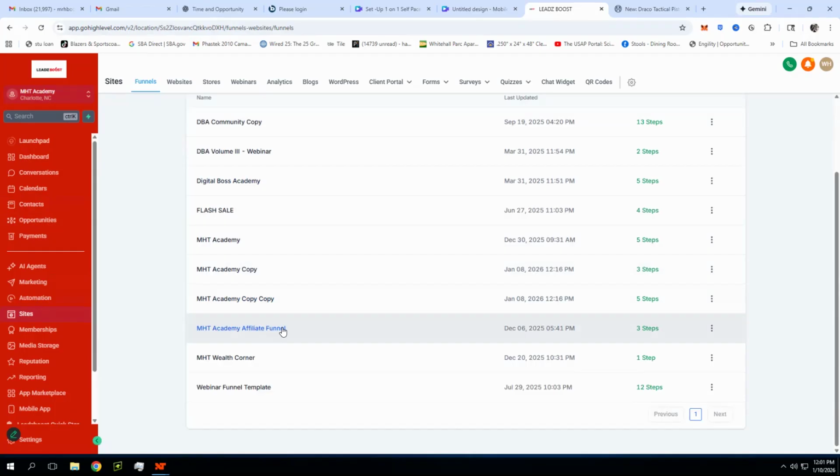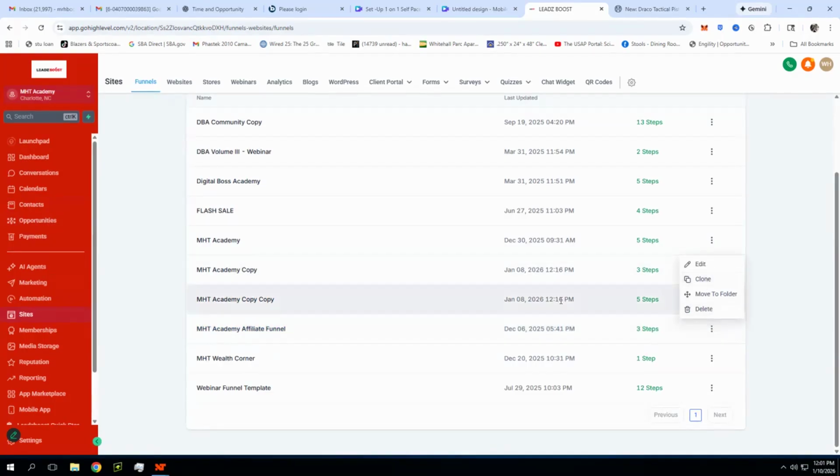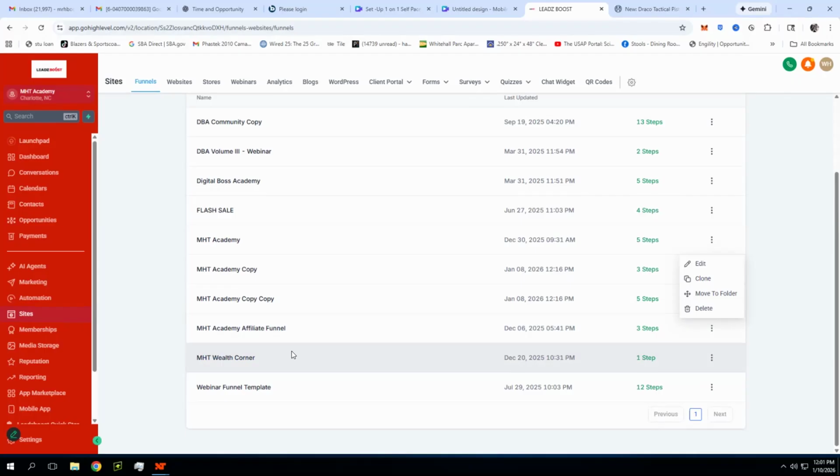You can hit this button right here and just go to clone the funnel, and that way you can use this funnel and add Mrs. M's journal. You could create her funnel with her affiliate link, and you can add her journal as a freebie, or you can add it as an add-on.